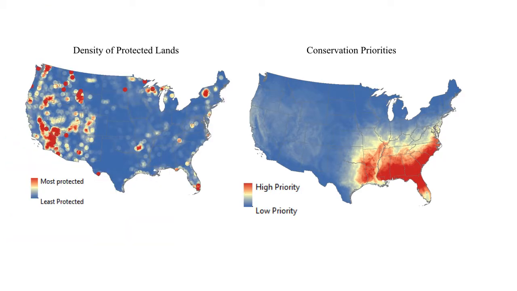The map on the left shows that the density of protected lands in the United States is primarily in the southwest and west regions. There are areas that are really protected, but as the map shows on the right, they are not the highest priority. This shows that there is a conservation mismatch. Areas that are high priority for protection are not protected.